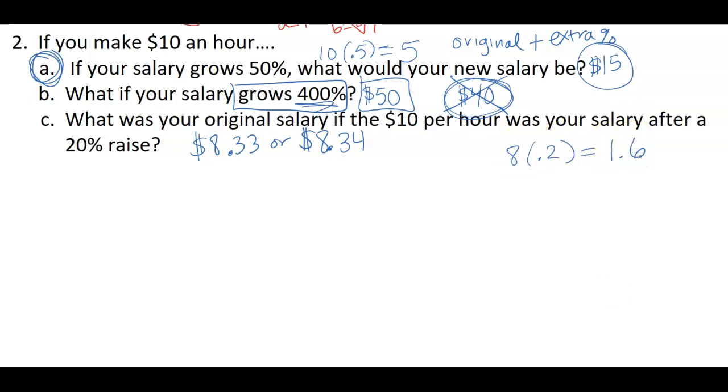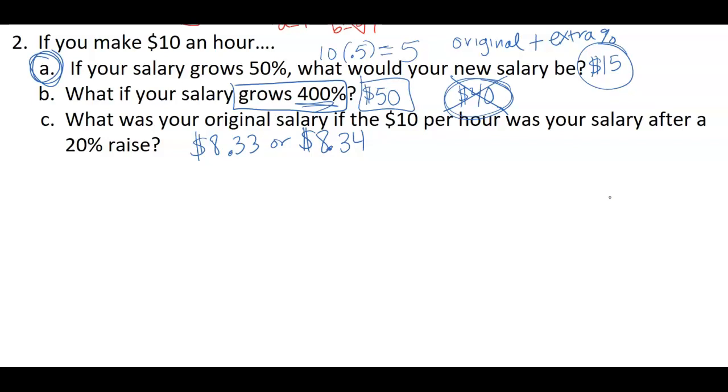8 times 20% is $1.60, but if I add the 8 back to that, I would actually only be making $9.60 and not $10. Is that okay with everybody? That's because you guys took 20% of the 10, those of you that got 8, but the 10 is not the original. It's the ending. So you don't know that you're at 10 yet when they're giving you the raise. They're giving you a percentage of what you originally started with, not a percentage of your new amount.